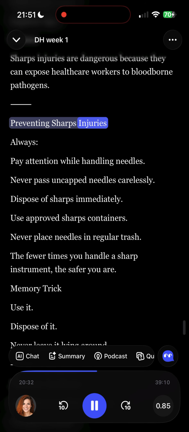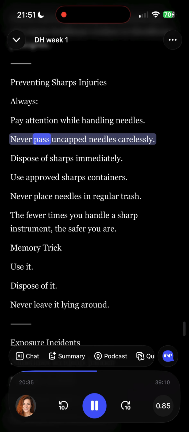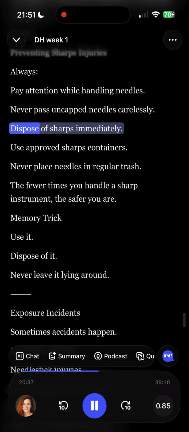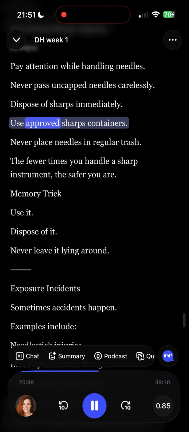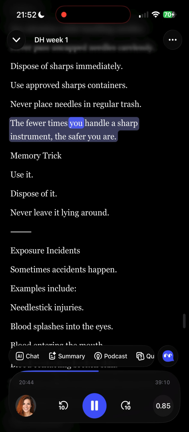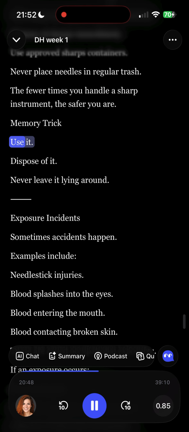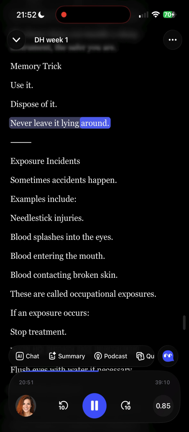Preventing sharps injuries. Always pay attention while handling needles. Never pass uncapped needles carelessly. Dispose of sharps immediately. Use approved sharps containers. Never place needles in regular trash. The fewer times you handle a sharp instrument, the safer you are. Memory trick: use it, dispose of it, never leave it lying around.